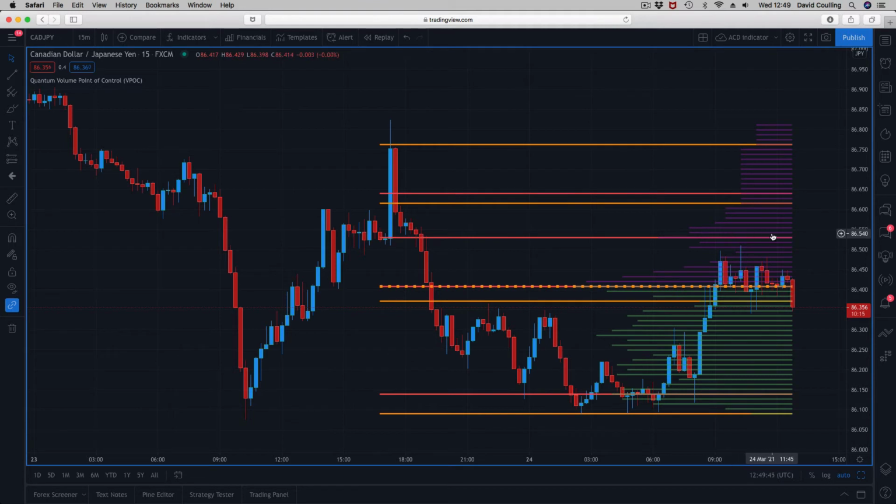Really, once we get through this region, we've got an extensive move here of 20 pips almost, probably a bit more than that, where there is very little in the way of volume which is going to cause any issues to a move to the upside. But again, we're around the volume point of control here, and we're waiting for this market to break.